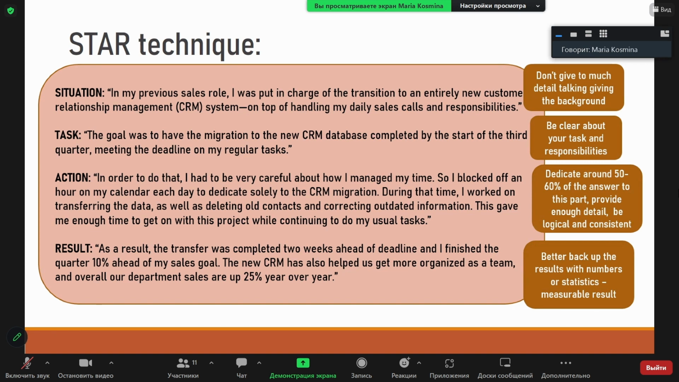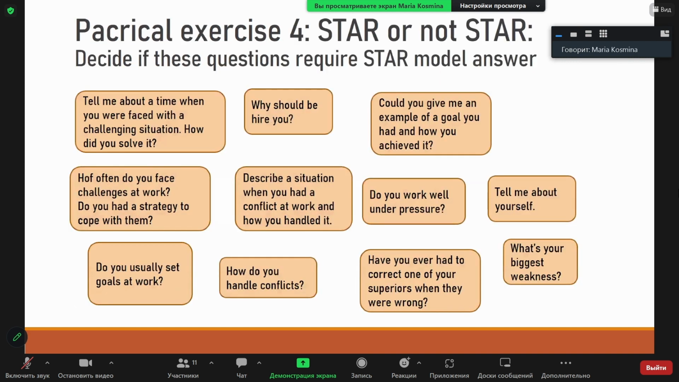Better back it up with the numbers and what impact it had on the company overall, its market share, profit, employee turnover. So that's an important one. But sometimes it's not that easy to understand if the question that they ask requires a case, so if you should follow this STAR technique or not.